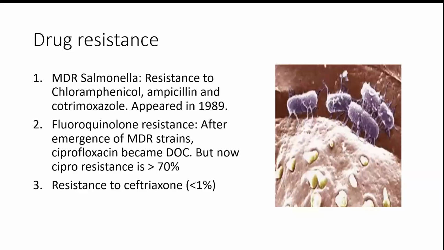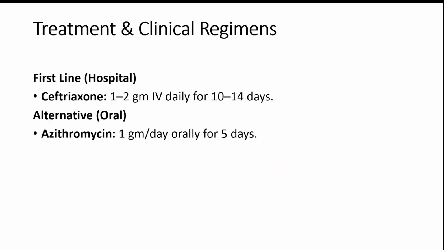ciprofloxacin resistance has become increasingly common. Nowadays, about 70% of the strains are even ciprofloxacin resistant. After that, the treatment shifted from ciprofloxacin to ceftriaxone, and gradually resistance has started appearing in ceftriaxone also, but till today the ceftriaxone resistance is less than 1%. So we can still very safely use ceftriaxone for the treatment of typhoid.